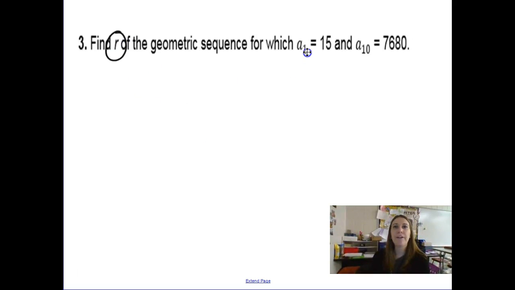Okay, this time, find the r. And then we're going to give you the first term, and then a random tenth term. Oh, I didn't go over how we can do the other question another way. Basically, you just take the concept of how many times did you multiply, and then go backwards to find a sub 1. We've done that before. I sense from your friends in class that they don't really like that method. They'd rather just use the formula, so I'll go ahead and use the formula here.